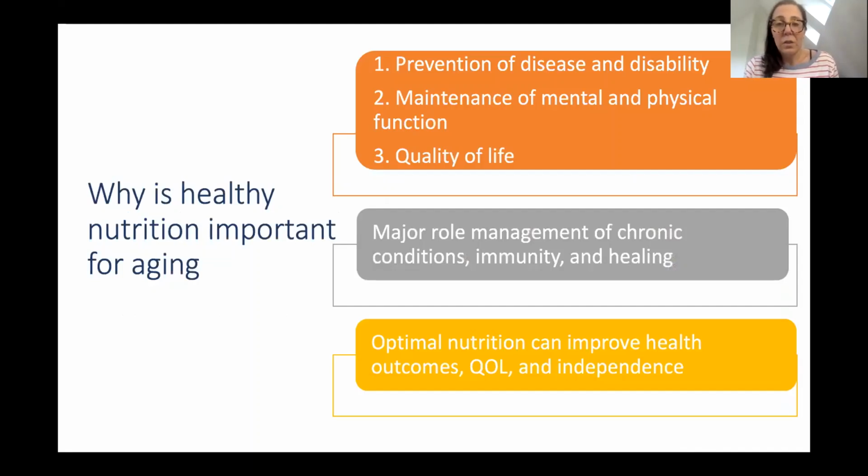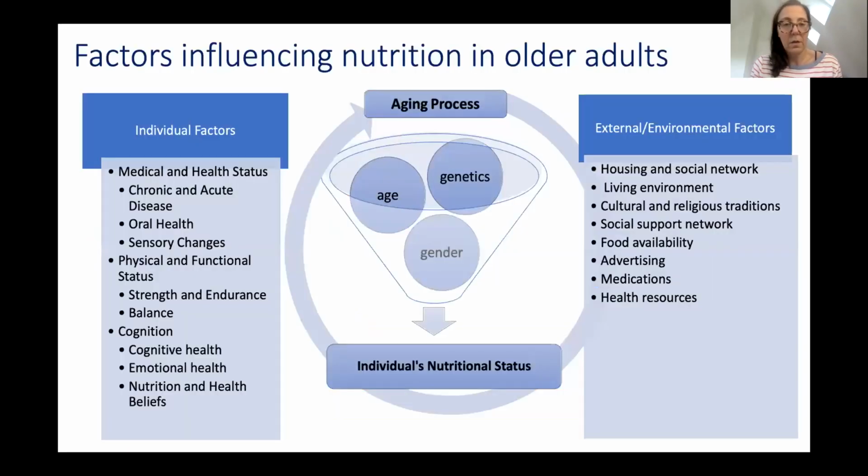Why is healthy nutrition important? It can prevent disease and disability. We can help with the maintenance of mental health and function. It contributes to quality of life. And it really does play a major role in many of the chronic conditions that we manage. And we know that optimal nutrition can improve health outcomes, quality of life, and preserve independence.